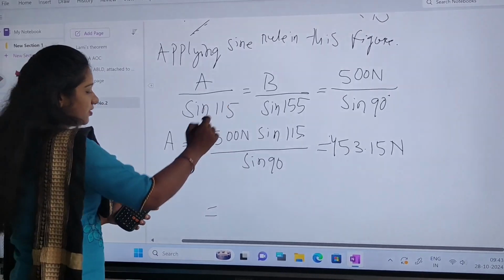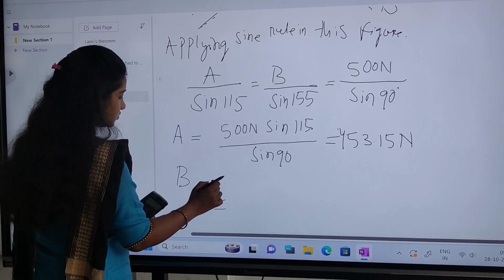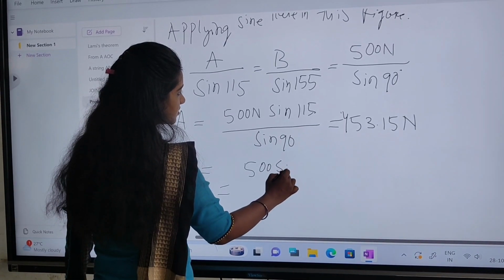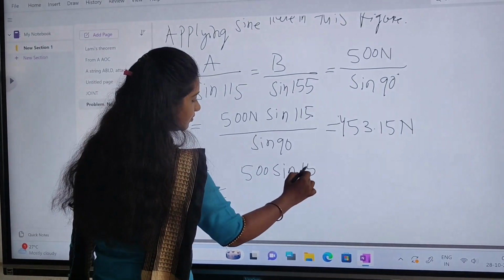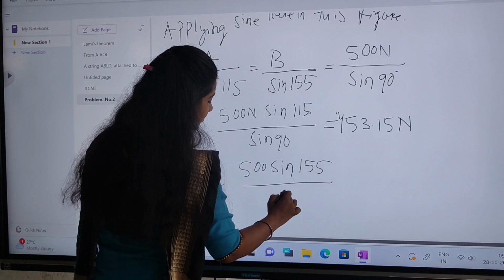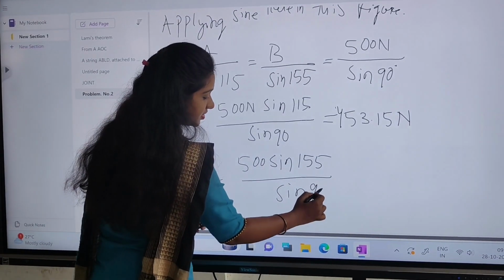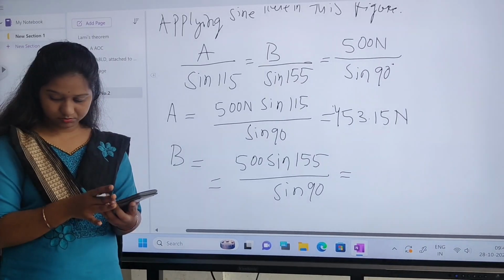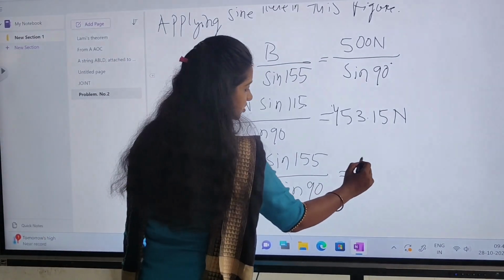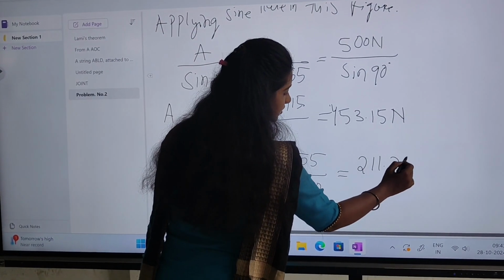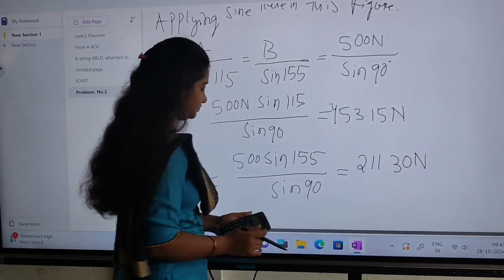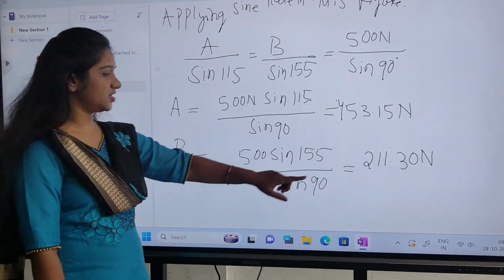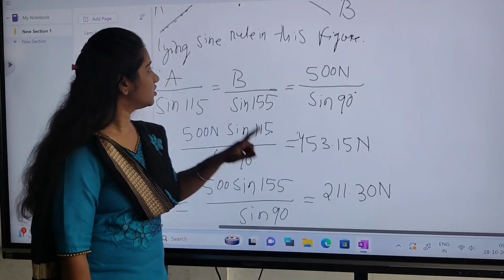Next, we calculate B value. So this one is 500 into sine 155 divided by sine 90. So calculate this value in calculator. This one is 211.30 Newton. So A value reached 453.15 Newton and B reached 211.30 Newton.